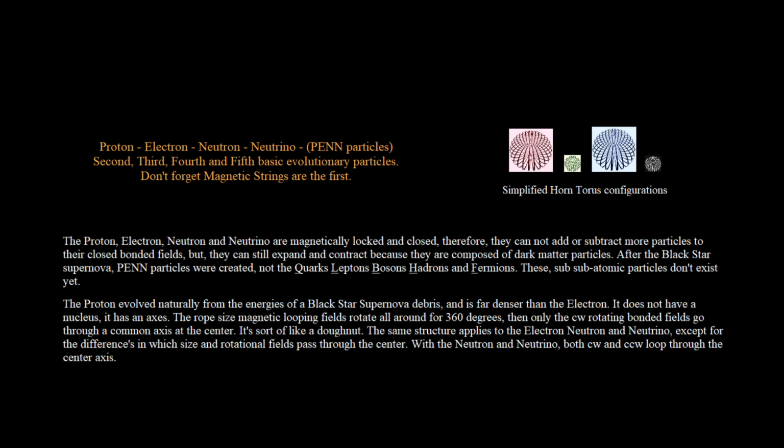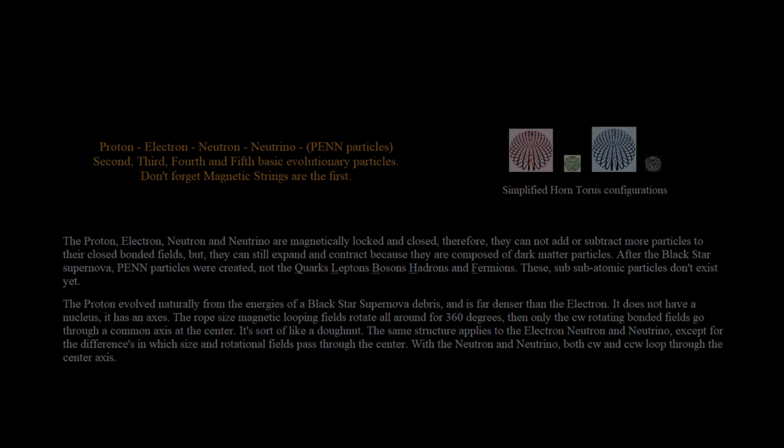The proton evolved naturally from the energies of a black star supernova debris, and is far denser than the electron. It does not have a nucleus, it has an axis. The rope-size magnetic looping fields rotate all around for 360 degrees, then only the CW rotating bonded fields go through a common axis at the center. It's sort of like a donut. The same structure applies to the electron, neutron, and neutrino, except for the differences in size and which rotational fields pass through the center. With the neutron and neutrino, both CW and CCW loop through the center axis.